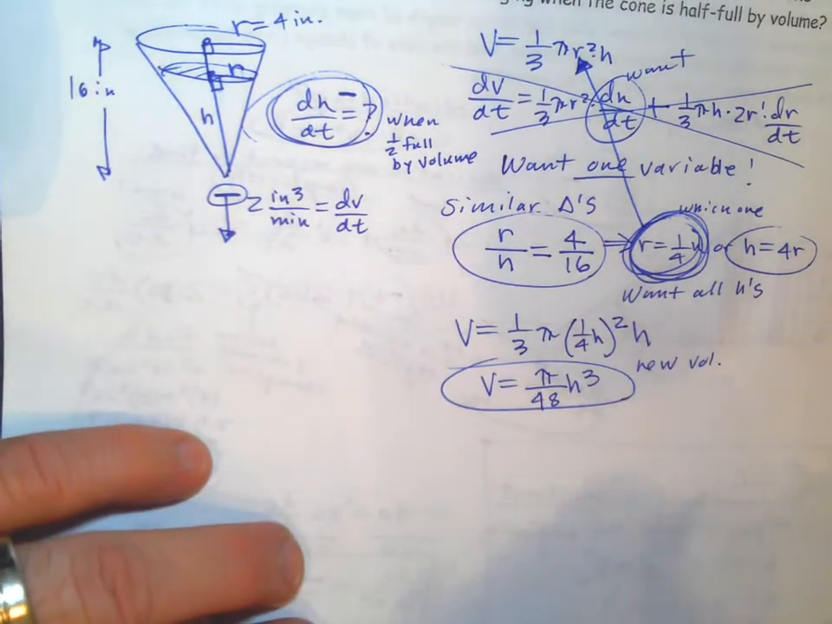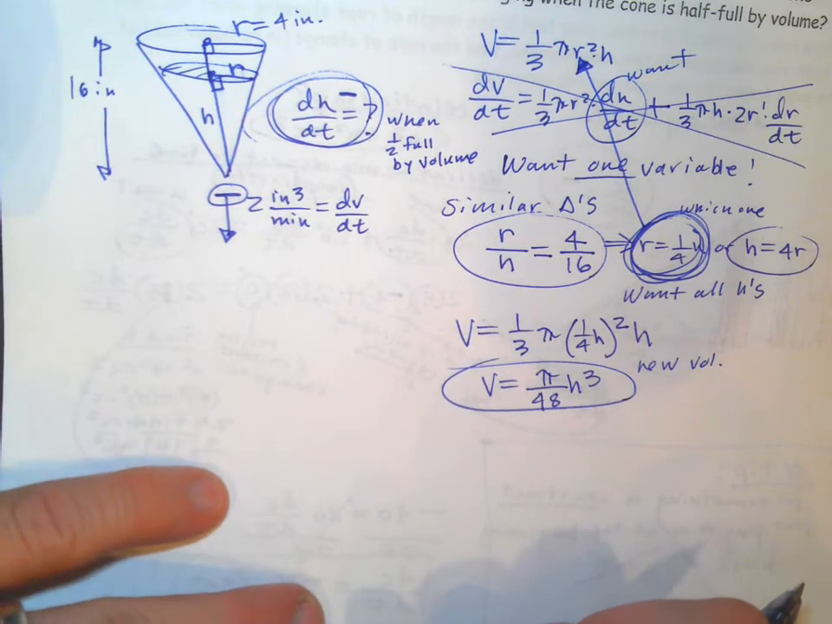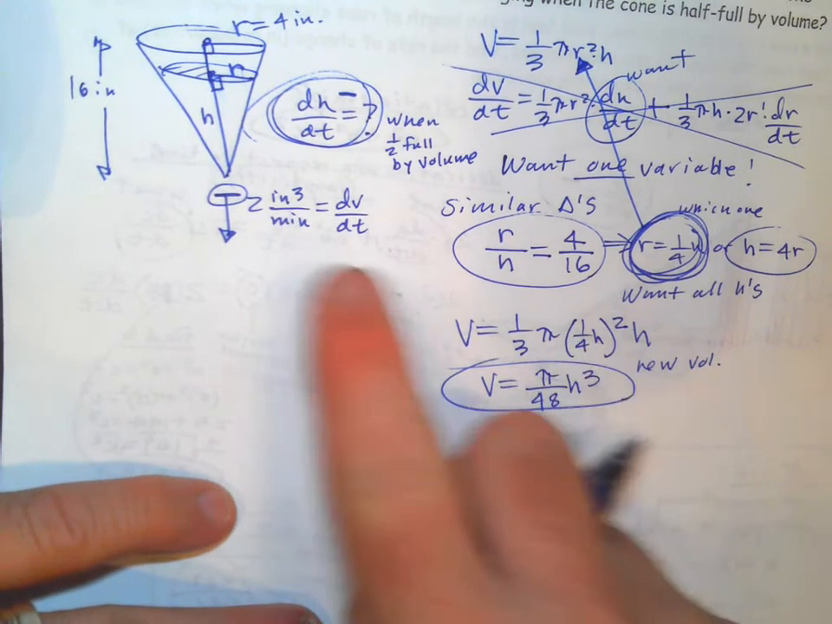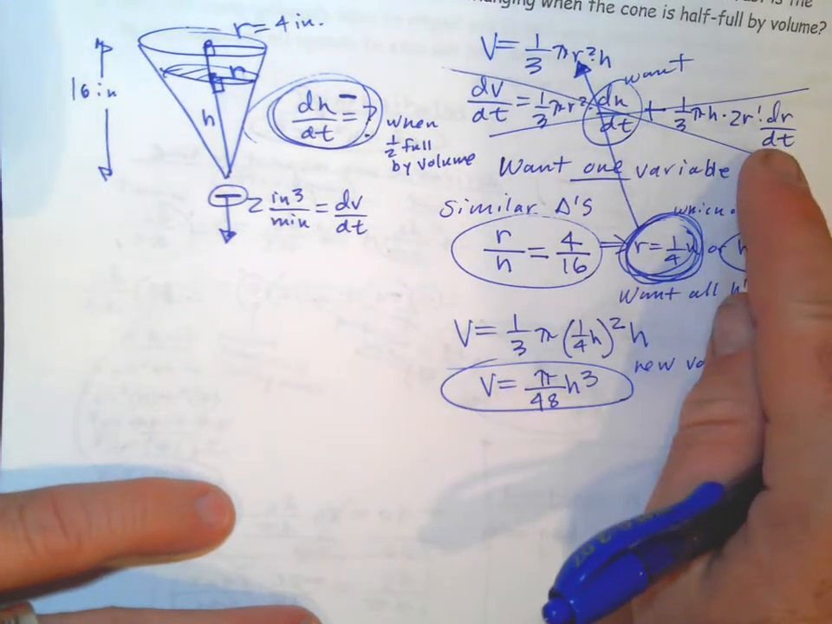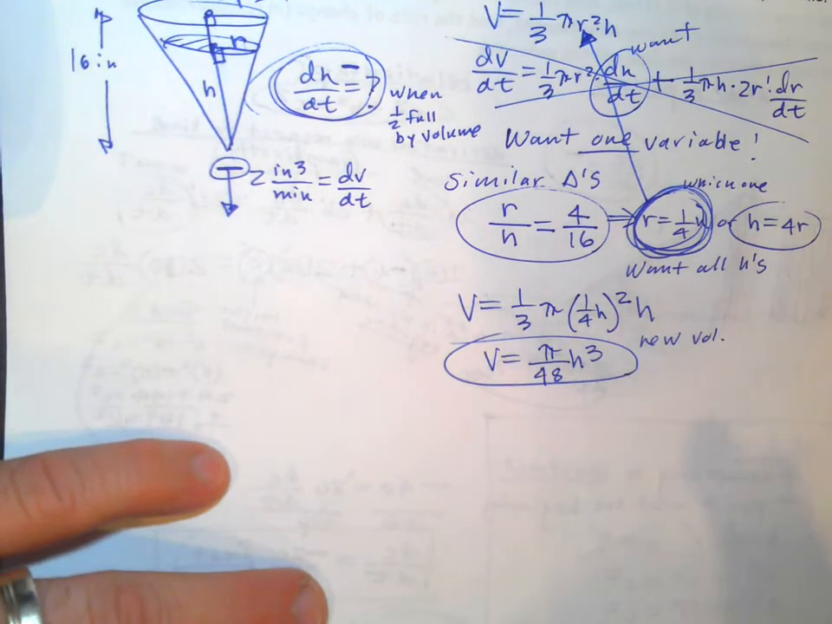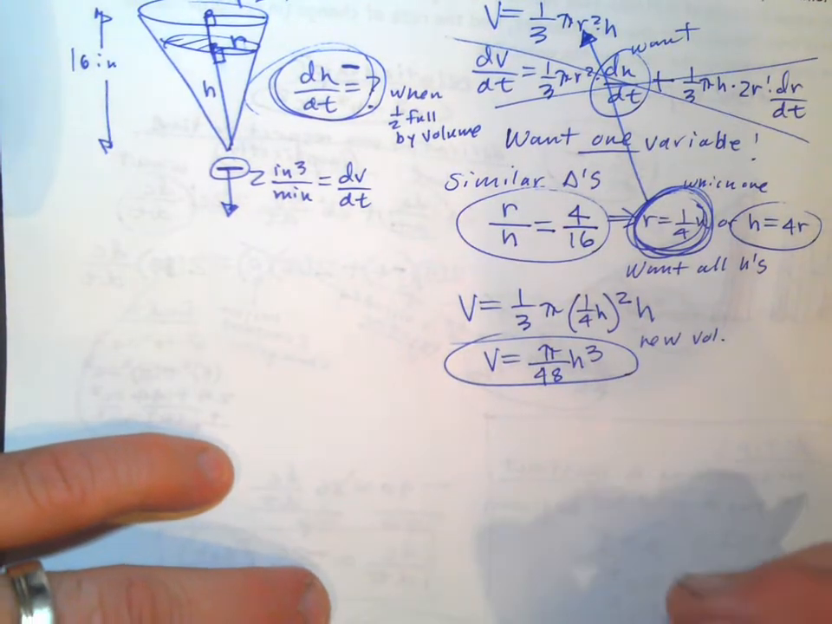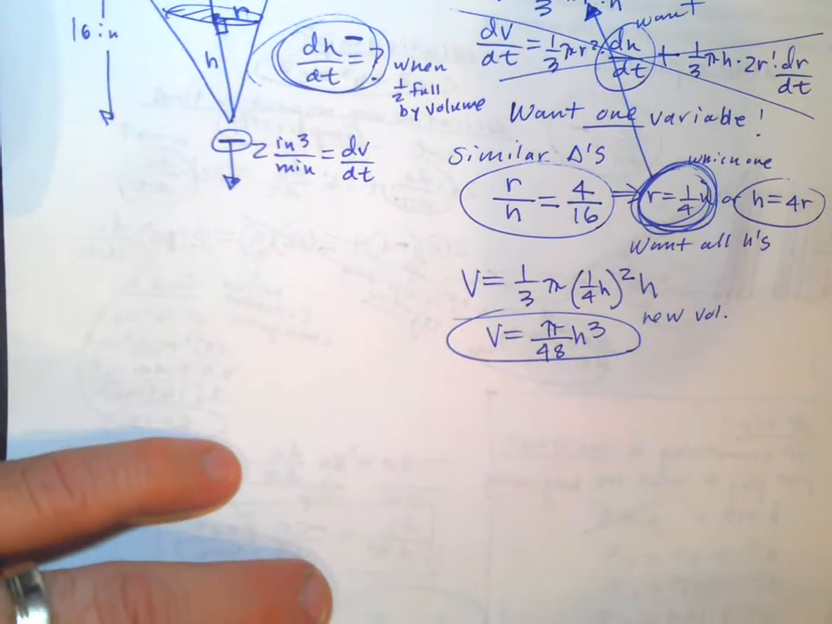Get your volume of your cone in all r or all h, depending on what they've given you and what they're asking you to find. Okay? If you don't do that, guess what? You're going to have to use these similar triangles anyway later to somehow pull this off. It's better to use it right away. It makes your work way easier. You're not going to get away from the similar triangle idea. If you use it at the beginning, it makes everything a lot easier.